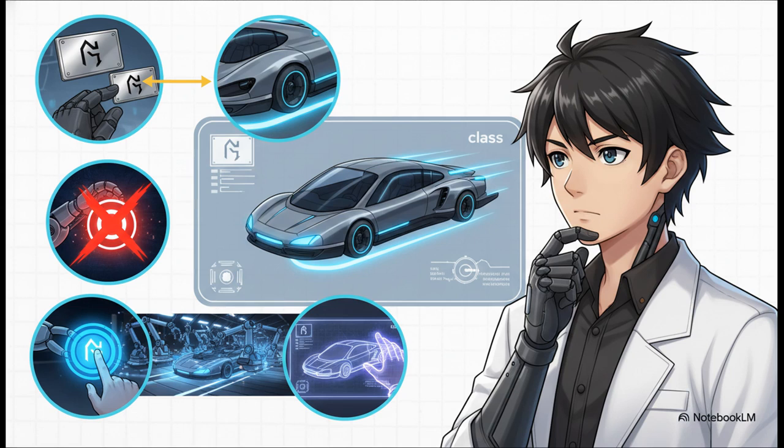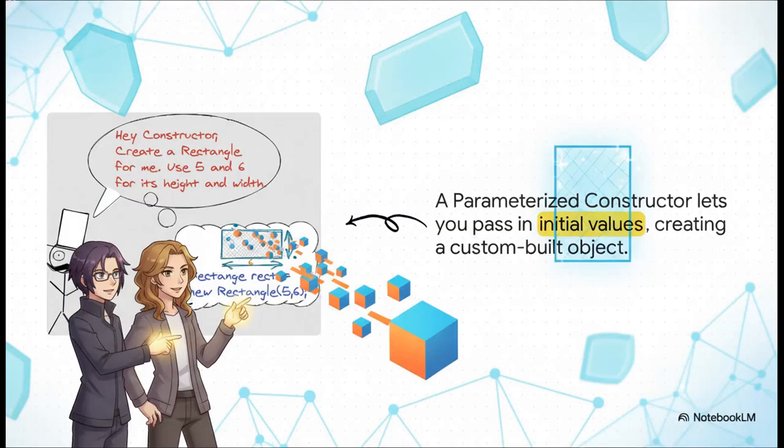They have to have the exact same name as the class. They have no return type at all, not even void. They're always called for you, automatically. Oh, and if you forget to write one, the compiler is nice enough to just make a basic empty one for you. And even better, you can have what's called a parameterized constructor.